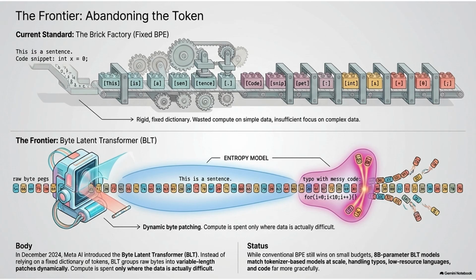This is a sentence. Boring, predictable. So it gets scooped up in one big lazy handful. Now look at the pink region. Messy code with a typo in it. Suddenly it fractures into tiny pieces, and the model examines it almost byte by byte. Compute gets spent only where the data is actually difficult. And the results are genuinely striking. An 8 billion parameter version matched a comparable tokenizer-based model at similar compute while handling typos, code, and low resource languages far more gracefully. Now let me be honest with you, because a lot of AI content is not.